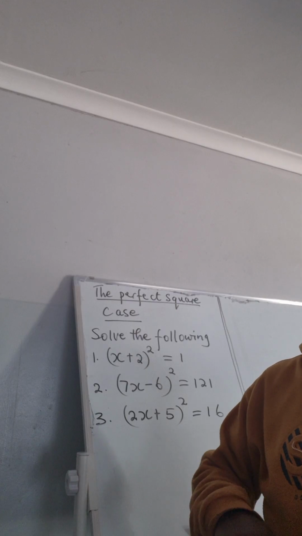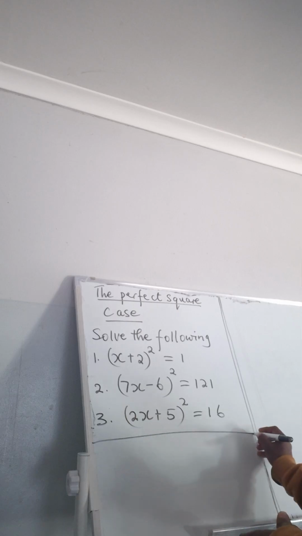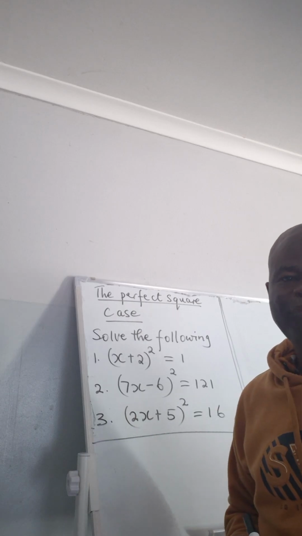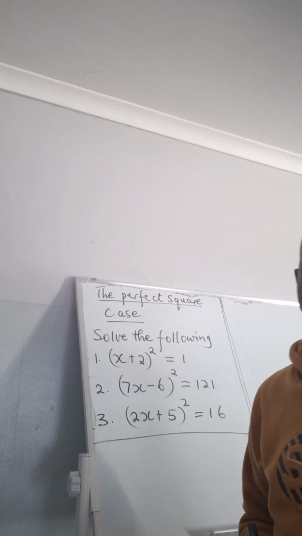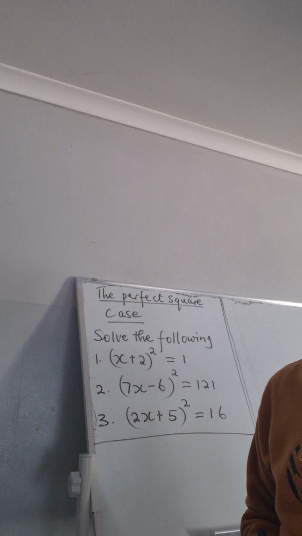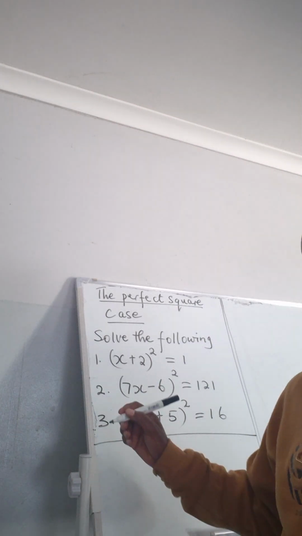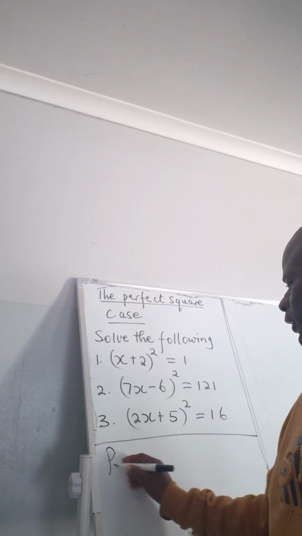Before I get into that, let me talk about perfect squares. When we talk of perfect squares, we are talking about numbers that can give you an exact square root. These are rational numbers.